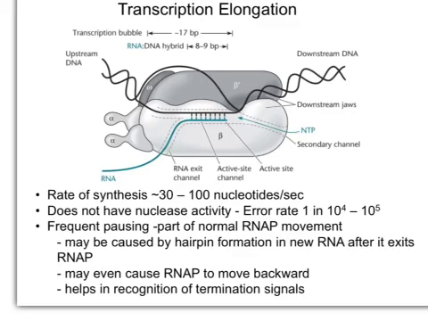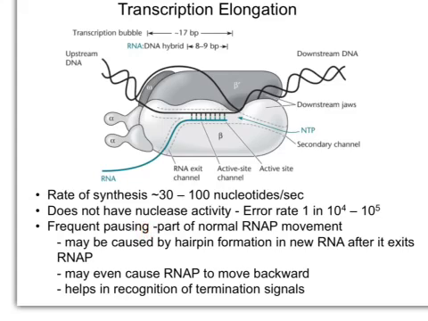The elongation of transcription occurs with a rate of synthesis of about 30 to 100 nucleotides per second. Unlike DNA polymerase, RNA polymerase does not have an associated nuclease activity, and there is an error rate of about 1 in 10 to the 4th to 10 to the 5th. So that means about every 10,000 to 100,000 nucleotides there is a mistake. Of course, this is a mistake in the RNA, not in the DNA, so it is not a heritable change.